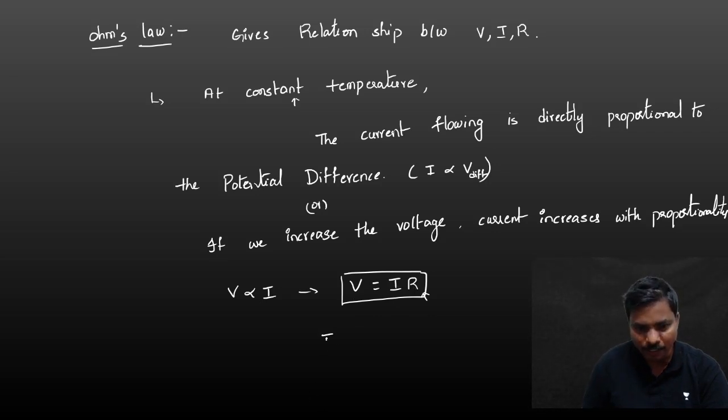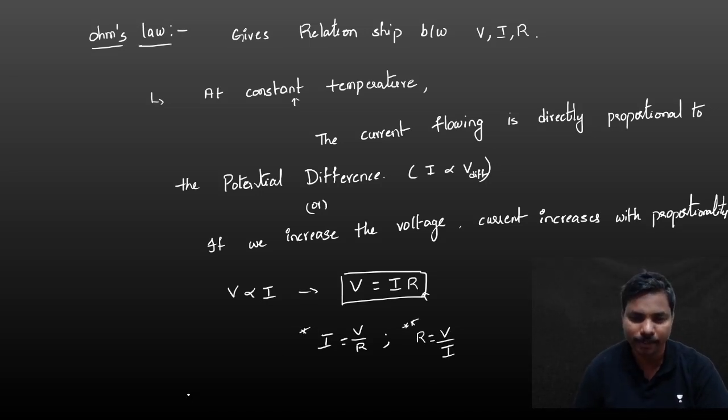From this, if you want current, I is equal to V by R. If you want resistance, R is equal to V by I. They may give it in any of these manners: R is equal to V by I, or I is equal to V by R, or V is equal to I into R. This formula is also important in the numericals. Okay, note down this point.